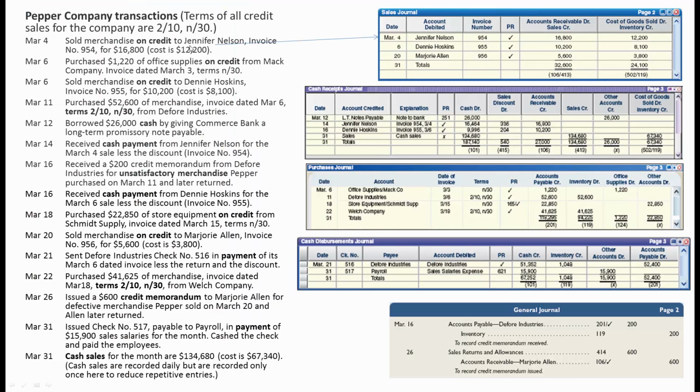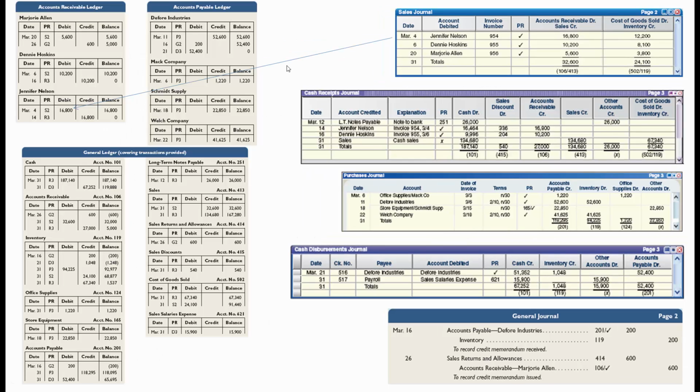Here we sell merchandise on credit to Jennifer Nelson for $16,800. It cost us $12,200, so we are going to record it in our sales journal since it's a credit transaction. Now we will want to update Jennifer Nelson's subsidiary card in the subsidiary ledger, so we can see how much she owes us.